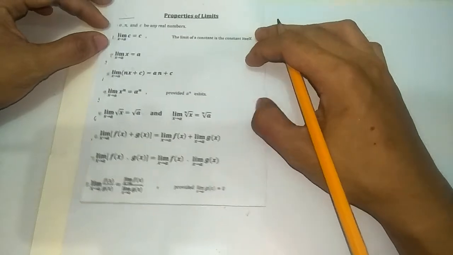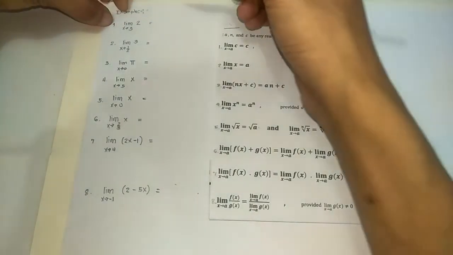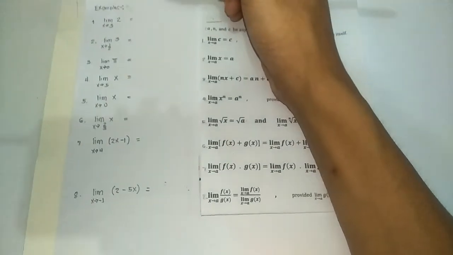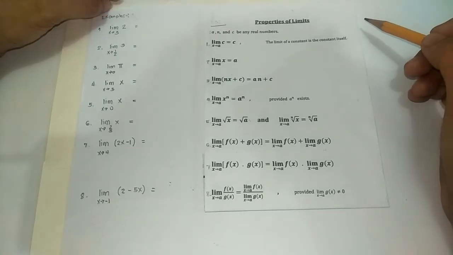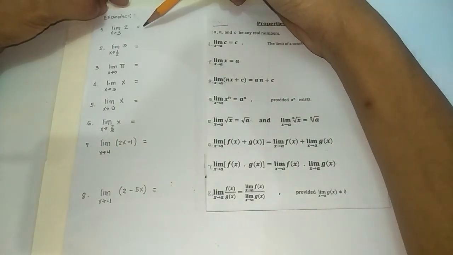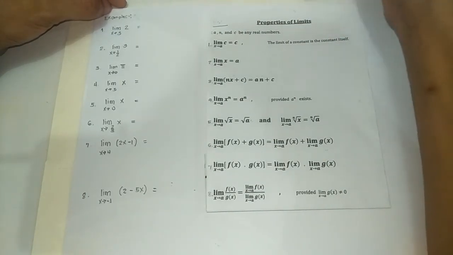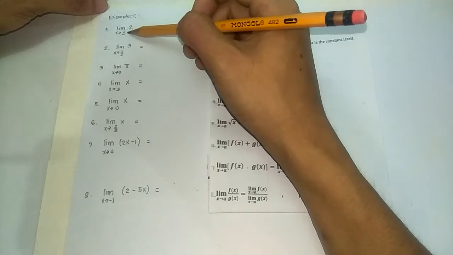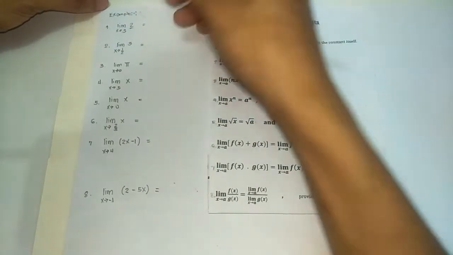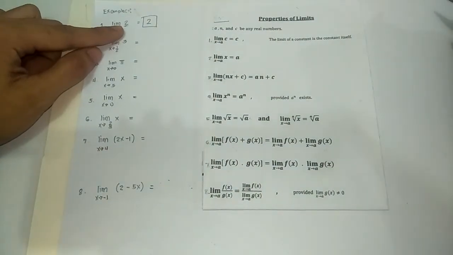Okay, so let us have an example number 1 through the properties of limits. We have the limit of 2 where x approaches 3. So based on our 8 properties of limits, example number 1 will be based on property number 1, which is the limit of a constant where x approaches a is equal to its constant. So the limit of 2 where x approaches 3, our constant here is 2, so our answer is also its constant. So yan po yung answer natin.